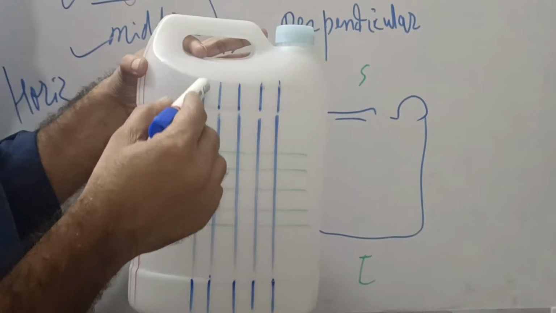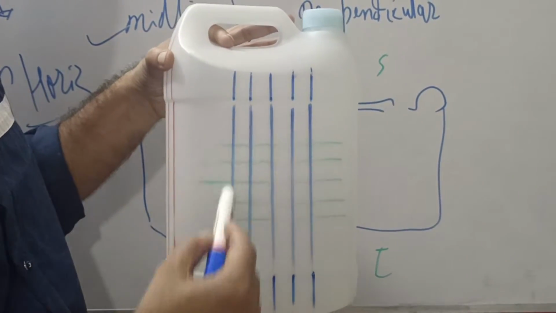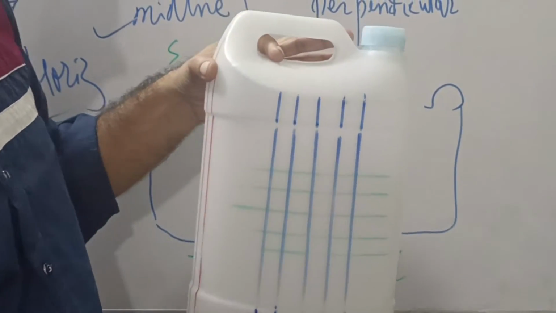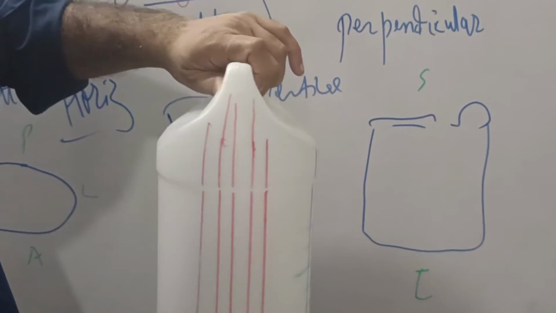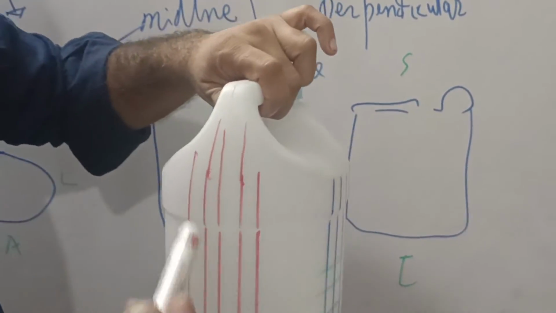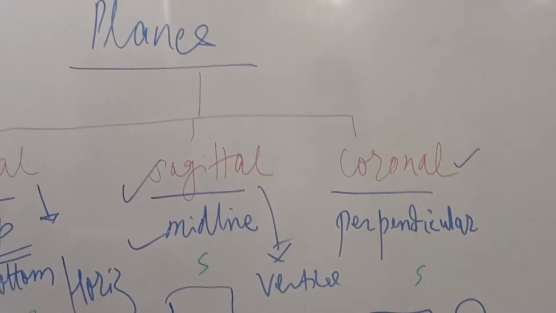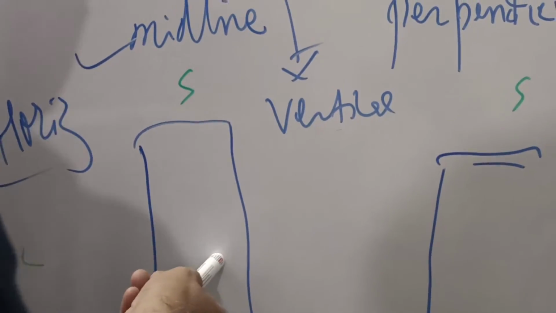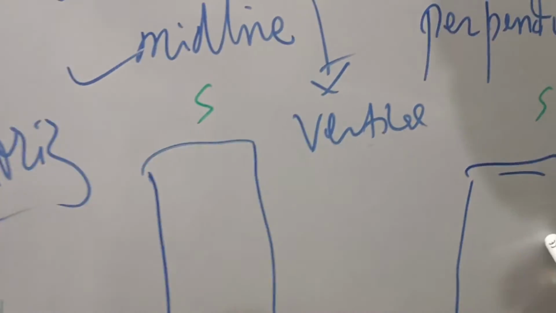Likewise, if you cut the body in different mid parts, you will see from right to left or left to right. This is a sagittal plane. And if you cut the body from this side, perpendicular to the midline, it is a coronal plane. So this is your axial plane, this is your midline or the vertical plane, and this is your coronal plane.